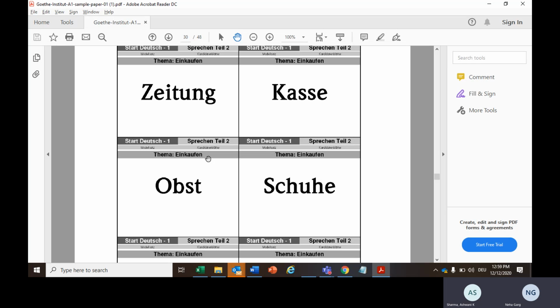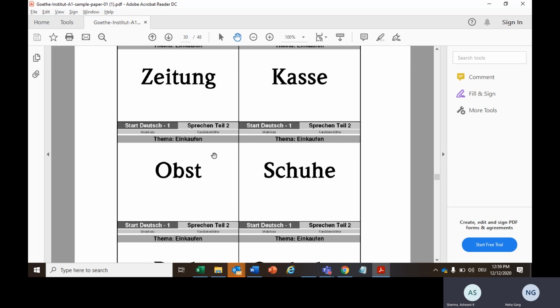Obst. Fruits. Yeah, the invigilator will not tell you the meanings. Obst is fruit. Obst in Frühstück. Zum Frühstück. You eat everything in breakfast. Bread, butter, but fruits. How many times do you eat breakfast? Every day. Okay.